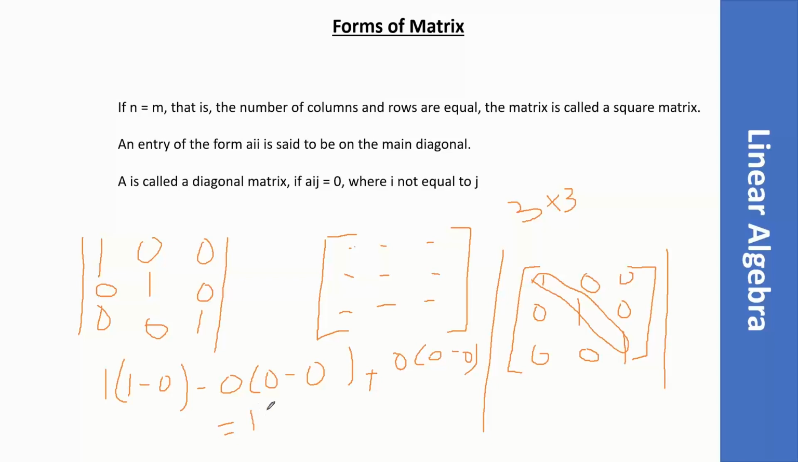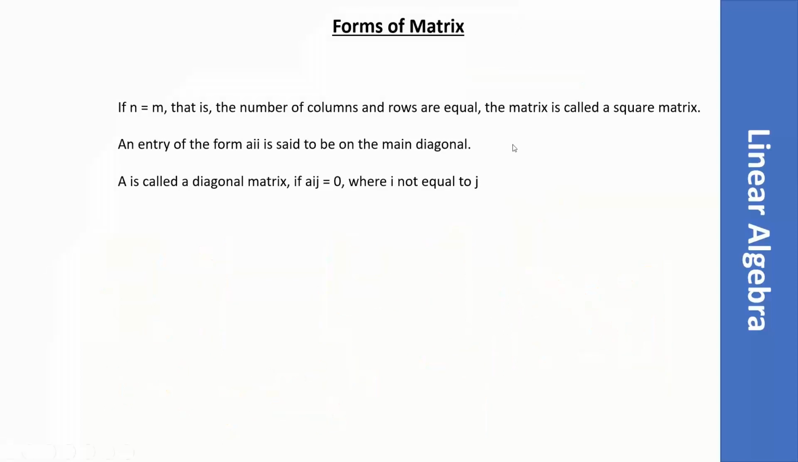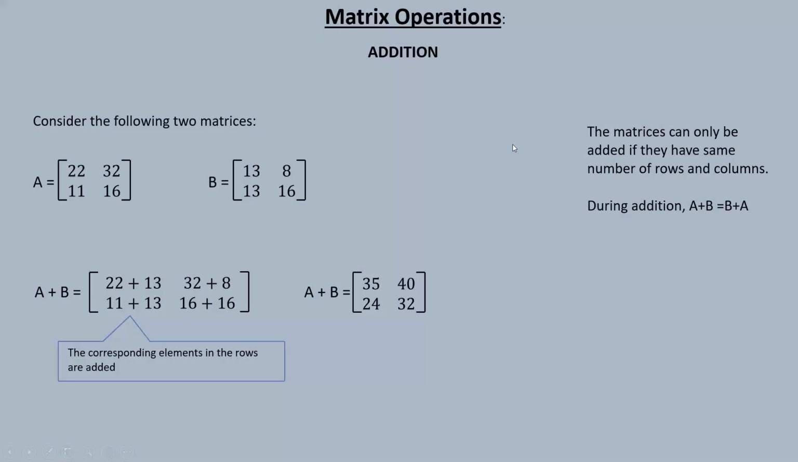So if you multiply it with any matrix, you will get the same matrix again, because it is an identity matrix. We'll proceed with the calculations, how to do the calculations. So we'll go for addition. You see how addition works.